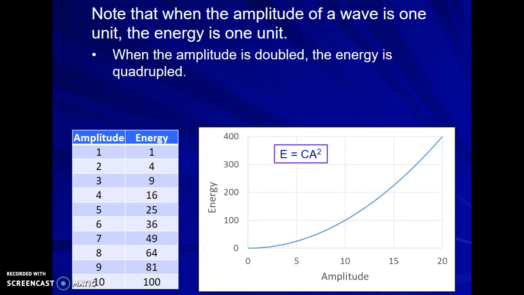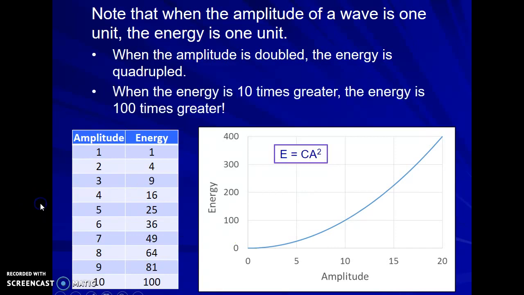When the amplitude is doubled, the energy is quadrupled. So now you can see the exponential growth on the graph between amplitude and energy. When the amplitude is 10 times greater, the energy is 100 times greater. So note the relationship between amplitude and energy.